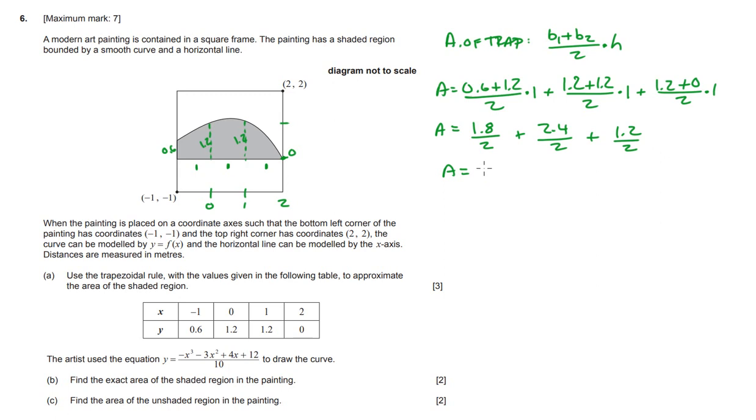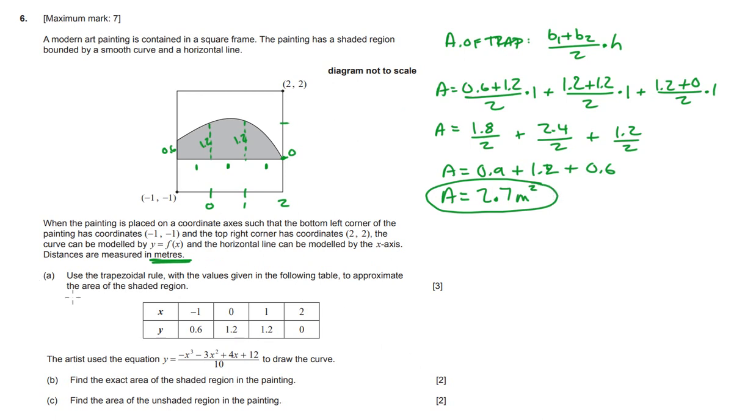So 1.8 divided by 2 is 0.9. 2.4 divided by 2 is 1.2. And 1.2 divided by 2 is 0.6. So the area of this here, adding these all up, that's what? 0.9 plus 1.2 plus 0.6 is 2.7. And does it say what these are all measured in? Meters. So area is 2.7 square meters is going to be our estimate for A.